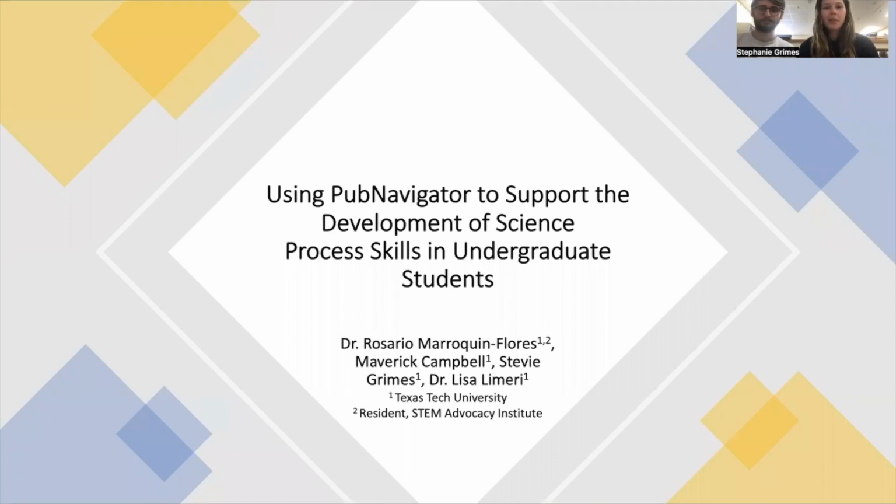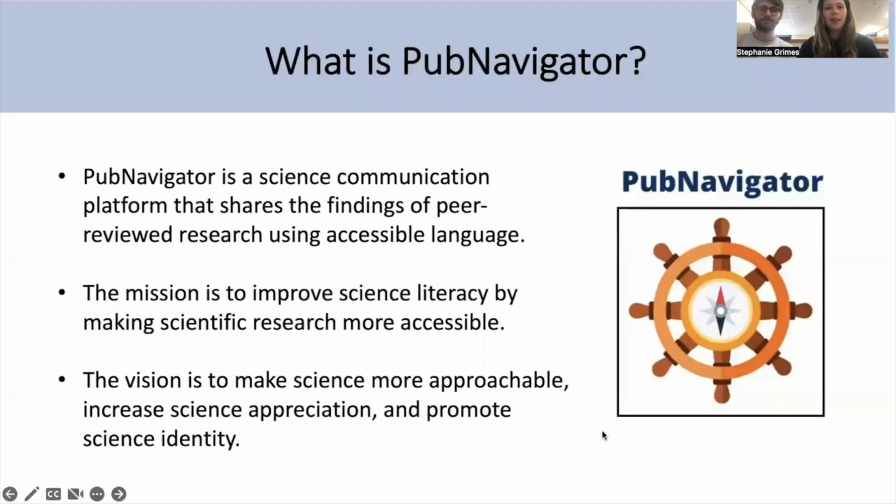So today we're going to be talking about how we can use Pub Navigator to support the development of science process skills in undergraduate students. So what is Pub Navigator?